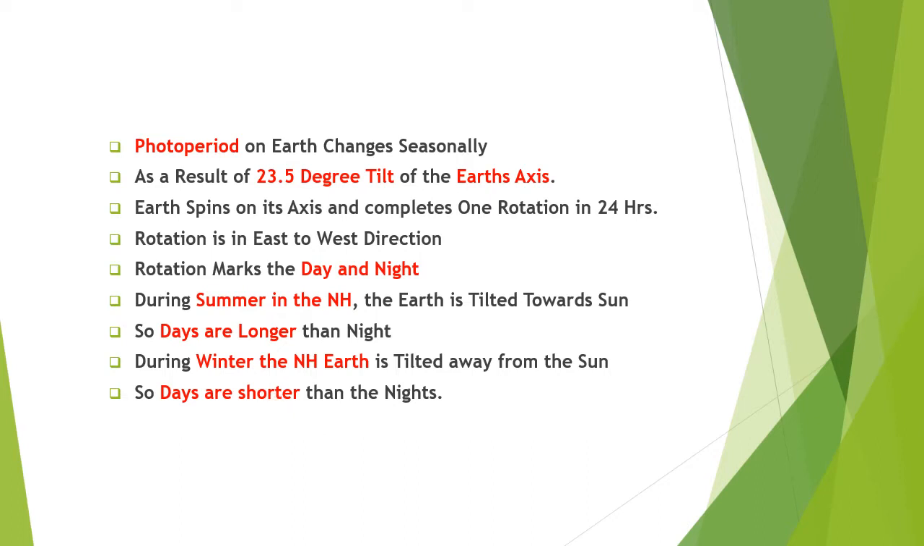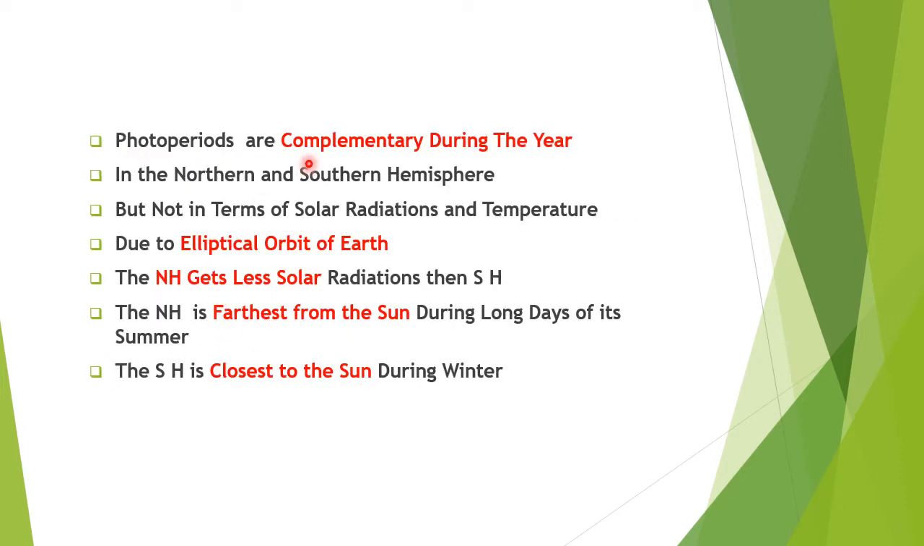So the photoperiods are in relation to the rotation of the earth and also the revolution of the earth around its orbit. Photoperiods are complementary during the year in the northern and the southern hemisphere, but not in terms of solar radiation and temperature. Due to the elliptical orbit of Earth, the northern hemisphere gets less solar radiation than the southern hemisphere. The northern hemisphere is farthest from the sun during the long days of its summer, so it will have less solar radiation. The southern hemisphere is closest to the sun during its winter, so it will have more radiation and temperature.